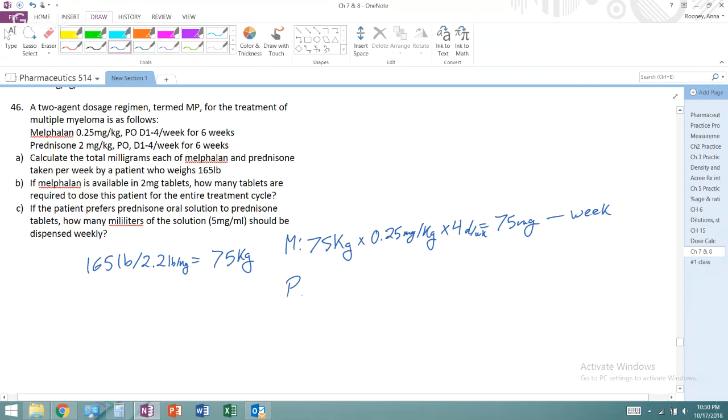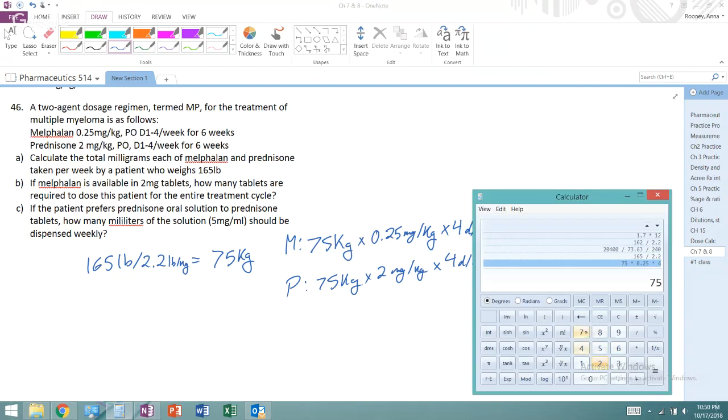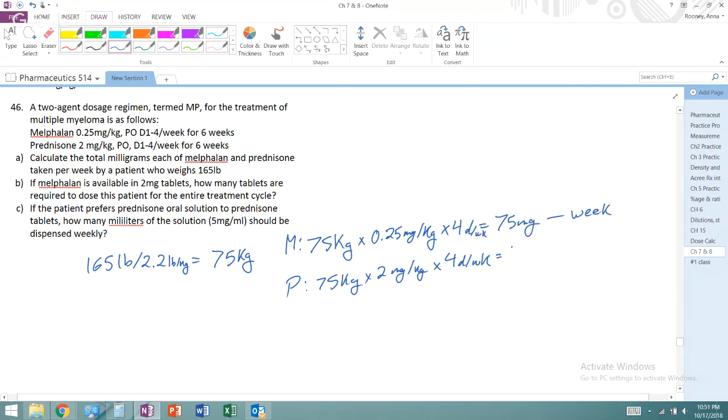And then for prednisone, it is 75 kilograms times 2 milligrams per kilogram times 4 days as well for each week. So that is 600 milligrams each week for prednisone. And this is for part A.